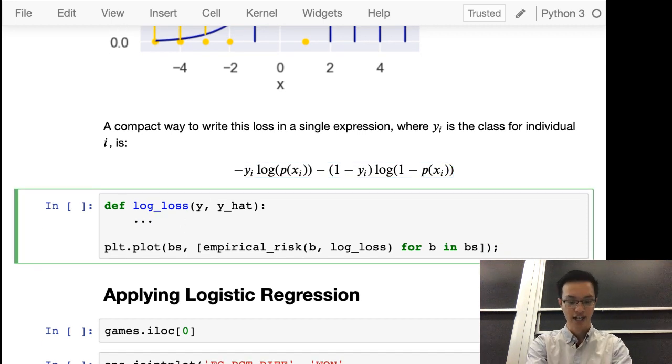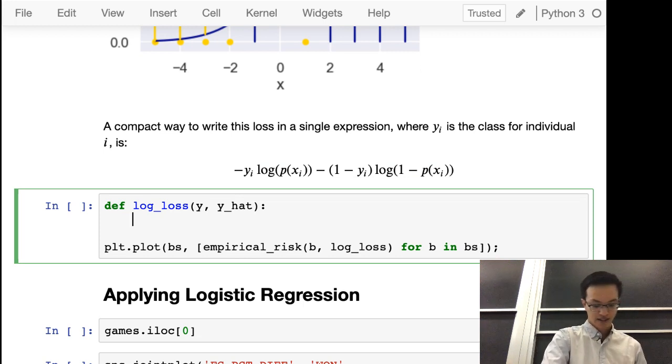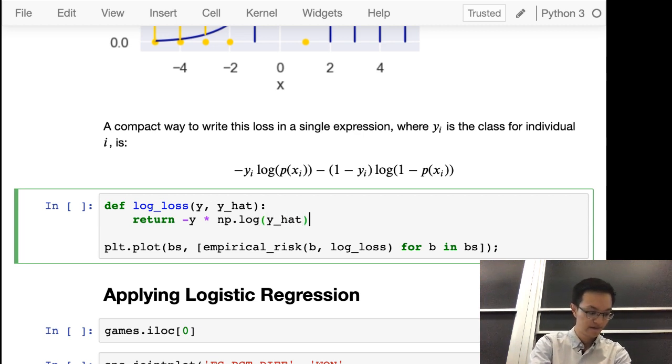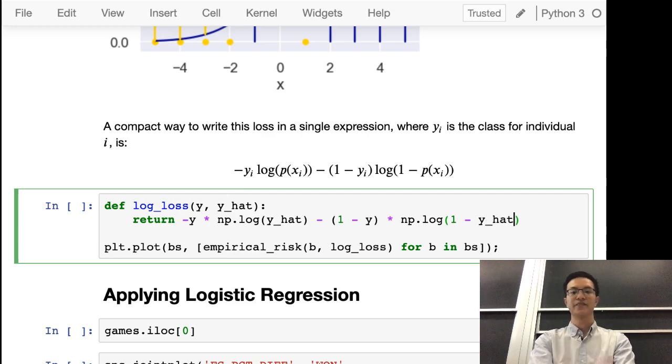Okay, so let's code it up. Coding it up is not too bad. So this is negative y times np.log of y hat, minus 1 minus y times the log of 1 minus y hat, like so.